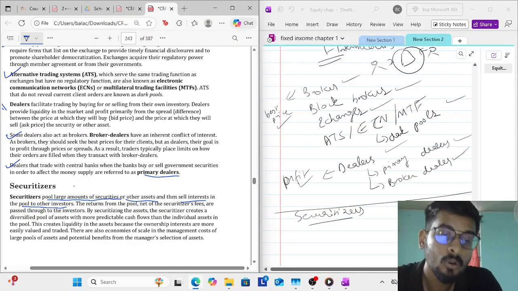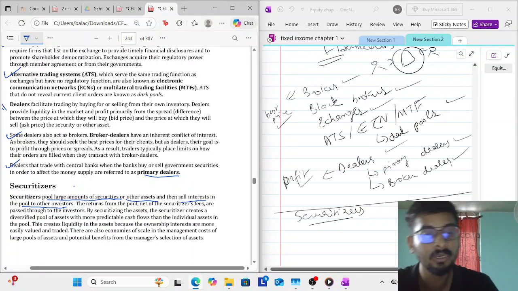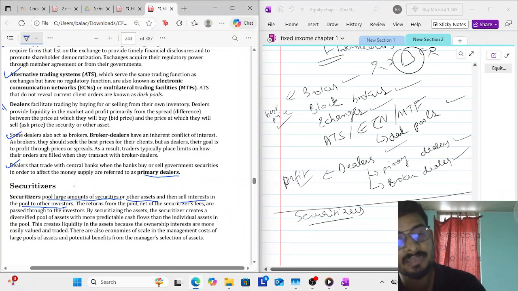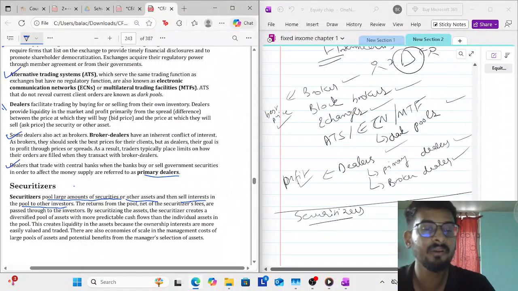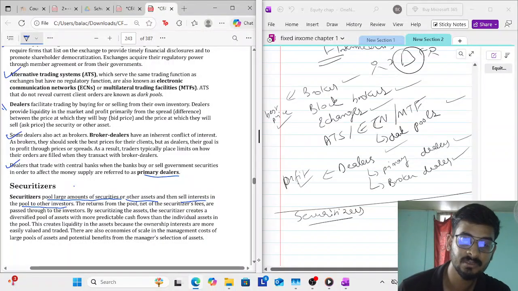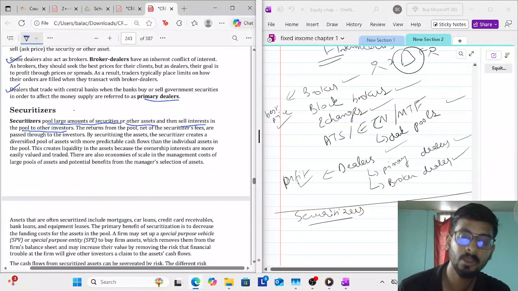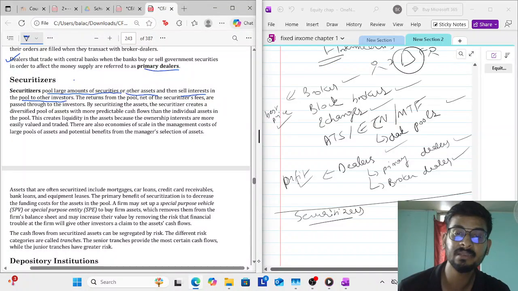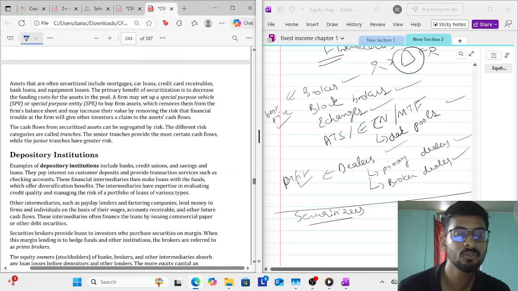There are also economies of scale in the management cost of large pools of assets, and investors potentially benefit from the manager's selection of assets. Okay, it was very vague and very basic too. Now let's move to the second paragraph.